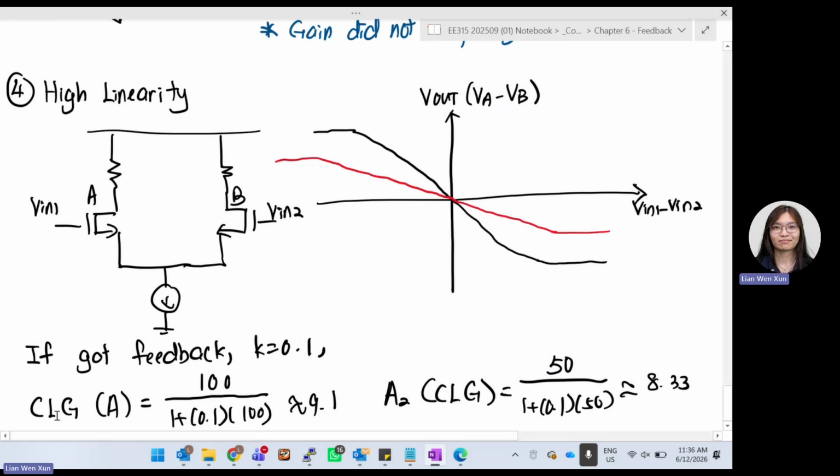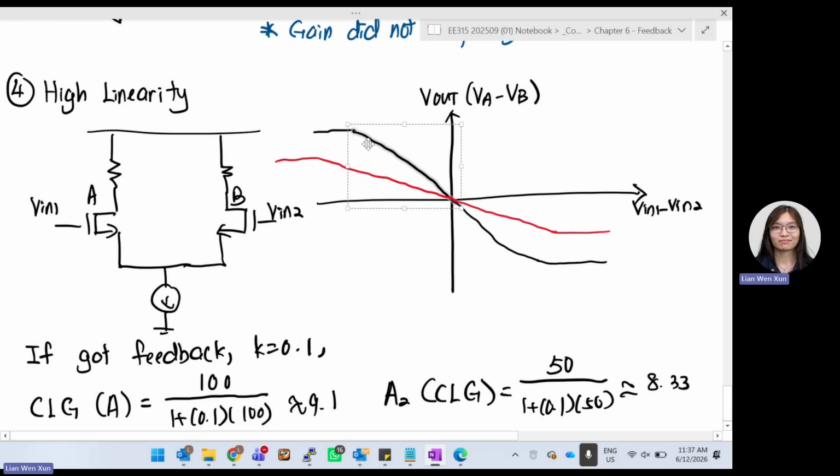Let's say the closed loop gain is equal to A over 1 plus Ka. At point 1, it is 9.1. But at number 2, maybe at here, initially the gain is very high, so 100. So 100 drops to 9.1. But later on, when the gain changes to somewhere here, it is 50 already, but it drops by only a little bit, to 8.33.